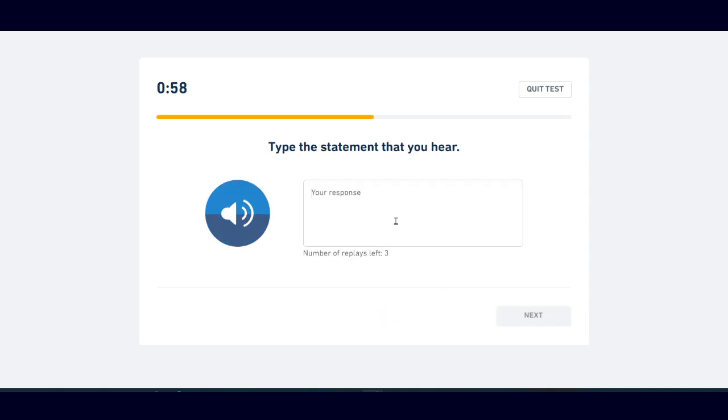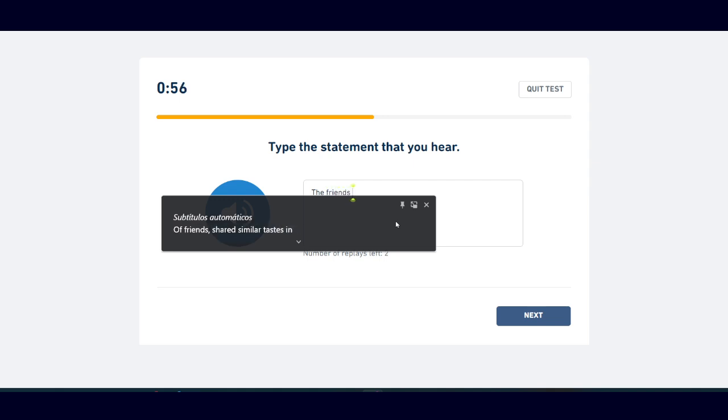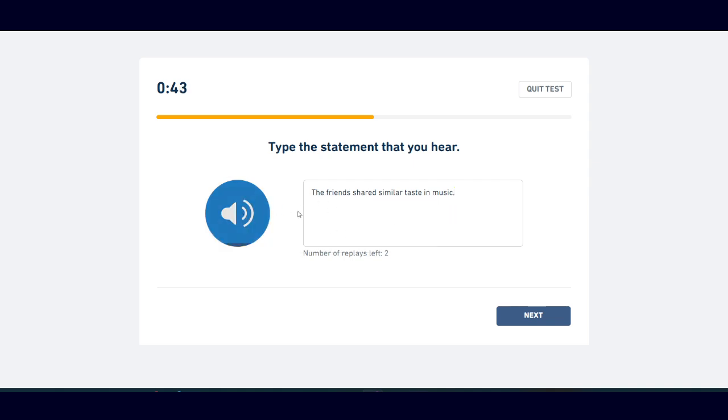The friends shared similar tastes in music. The friends shared similar tastes in music.